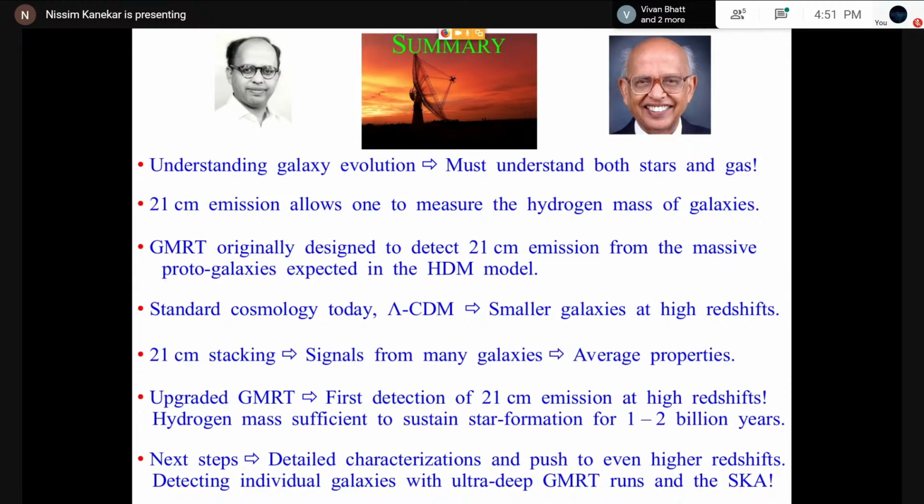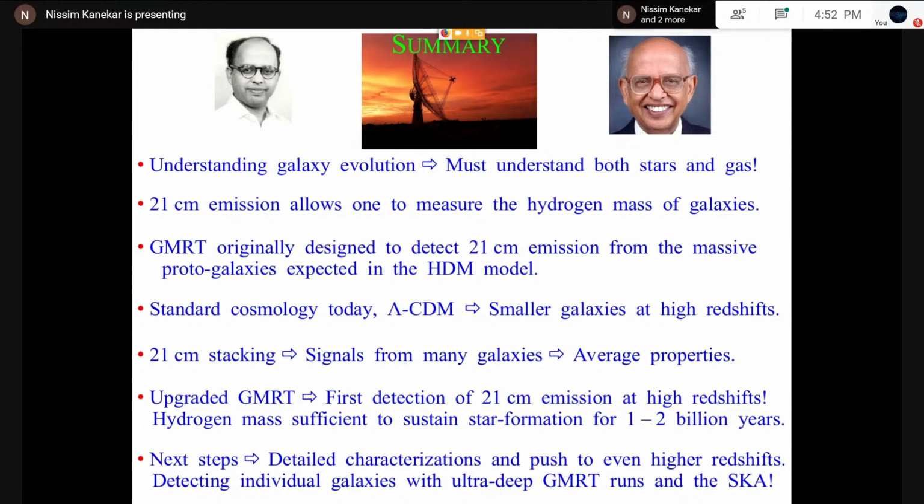So to summarize then, I hope I've convinced you that in order to understand galaxy evolution, you must understand both the stars and the gas. And 21 centimeter emission is foundational because it allows you to measure the hydrogen mass of galaxies, atomic hydrogen mass, and this is the primary fuel for star formation. The GMRT was originally designed to detect 21 centimeter emission from the massive, supermassive proto-galaxies expected in hot dark matter. Sadly, COBE killed hot dark matter, and the standard cosmology today, lambda cold dark matter, predicts smaller galaxies at high redshifts, and it's very hard to see their signals.